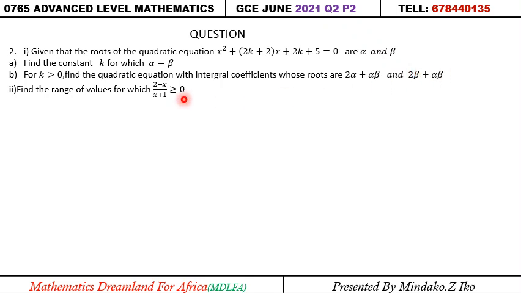And Roman 2 of the question reads: find the range of values for which (2 minus x) divided by (x plus 1) is greater than or equal to 0. So that is the question displayed.